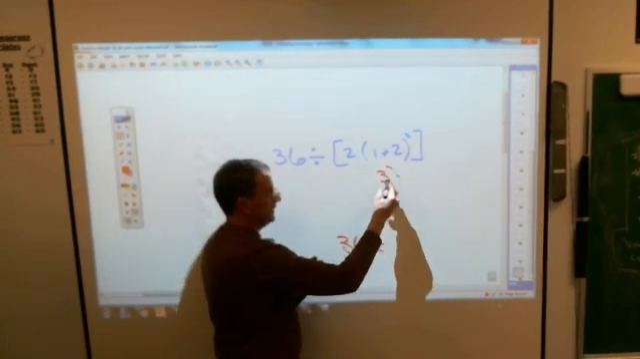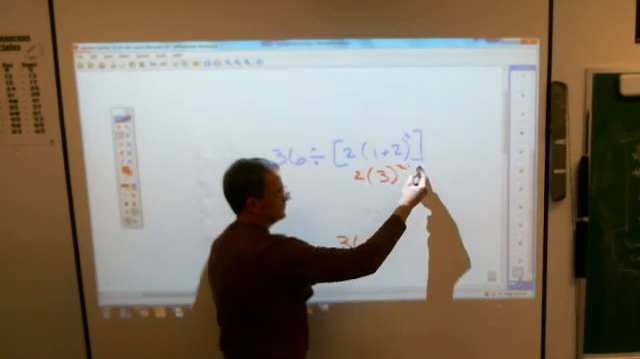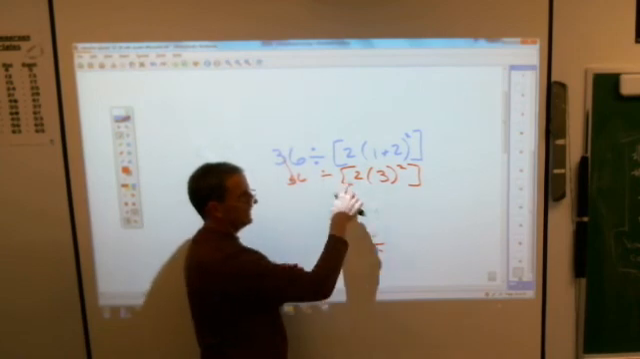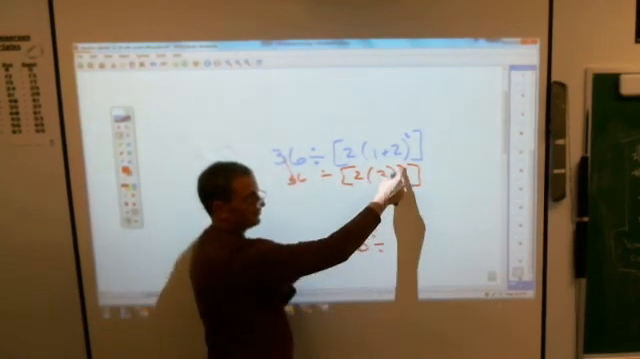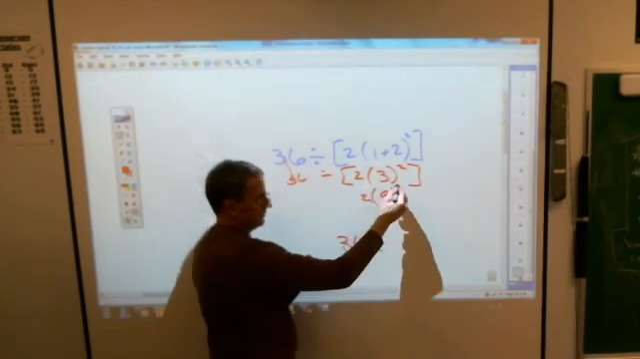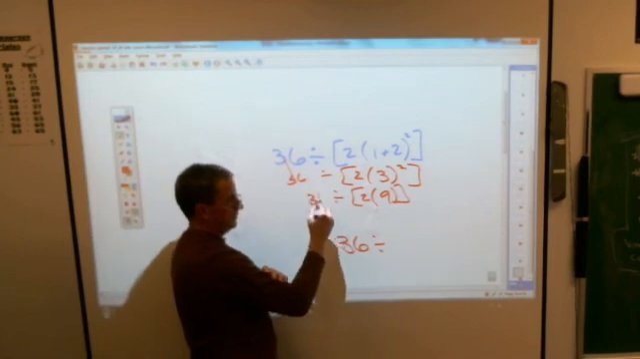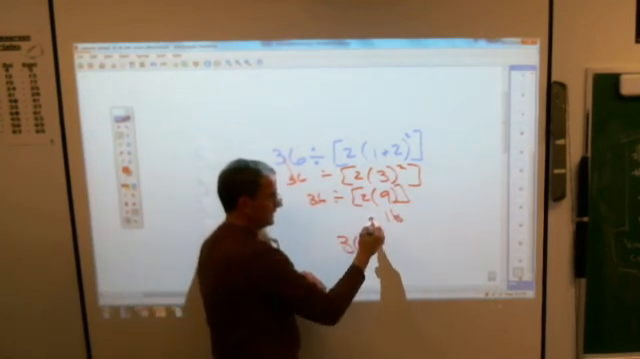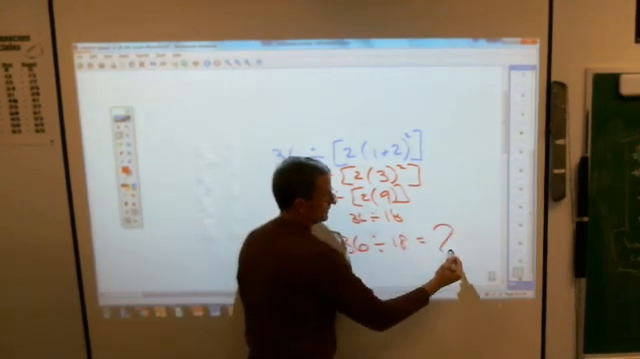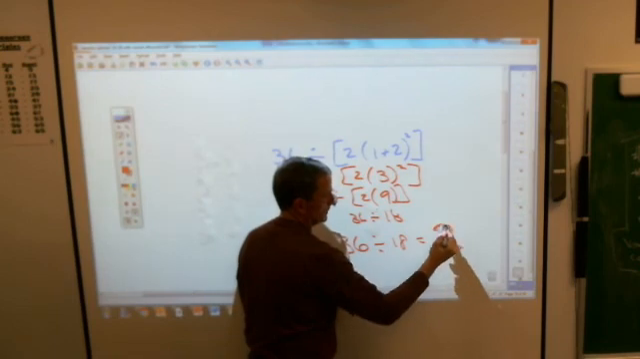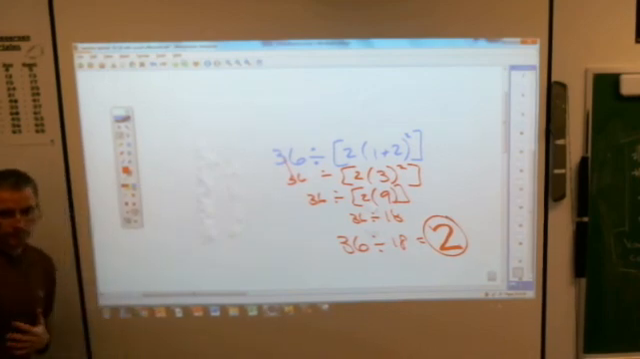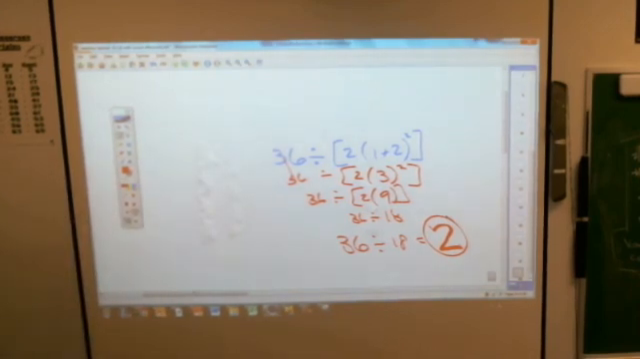3. So I have 3 squared. That's going to get multiplied by 2. Okay, and I can't do this first because this is multiplication. I have to do the exponent first. 3 squared is 9. 2 times 9 is 18, and that's what I divide 36 by. 36 divided by 18 is 2. So far so good.